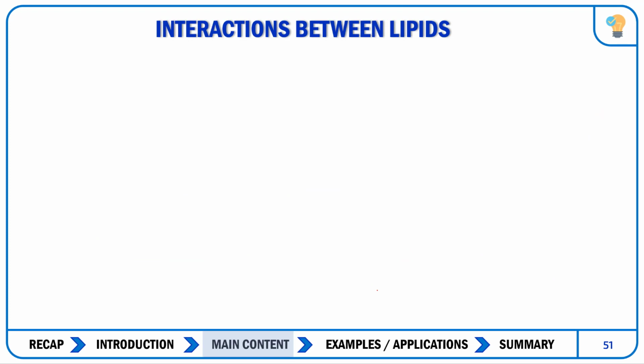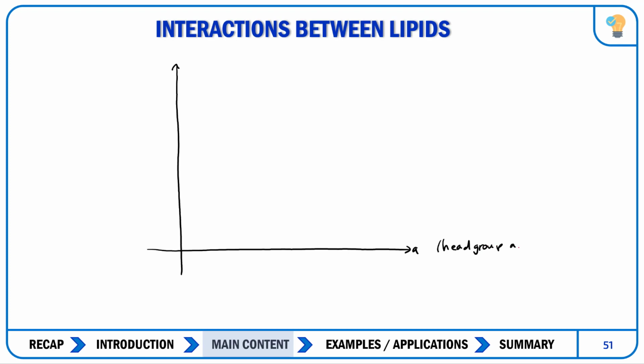Next, we want to take a look at interactions between lipids. So for this, we want to draw a graph, and this is just something that I grabbed from an article to explain what happens. We have A going here, and that is basically our head group area. And then you have free energy here.